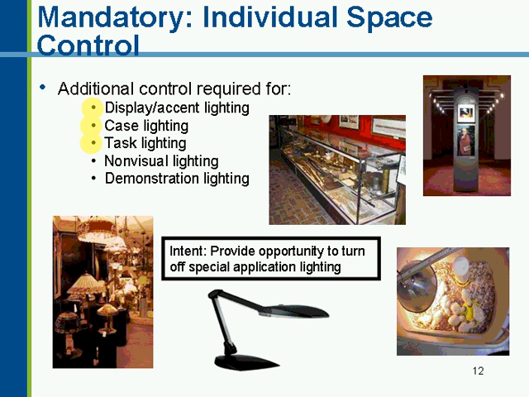If you have task lighting, desk lamps, etc., those have to have their own control. Non-visual lighting, such as warming lamps or plant growth lamps, has to be separately switched. And if you have any demonstration lighting that's for sale, for example, in a retail establishment, the actual lighting that is for sale must be separately switched from overhead general illumination.